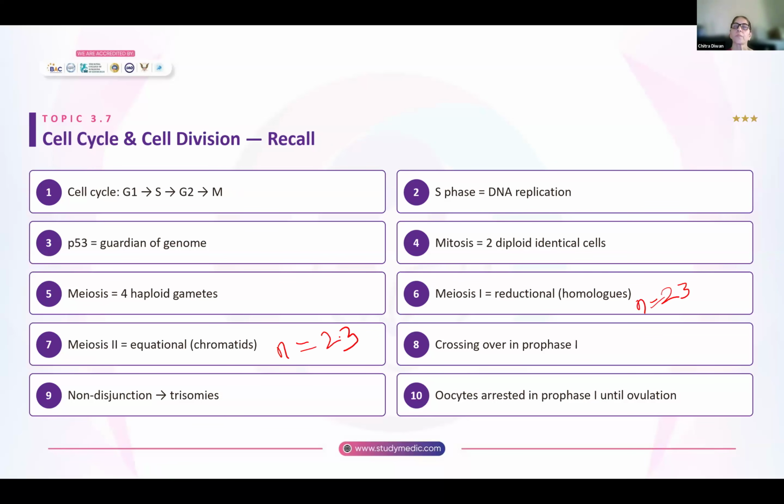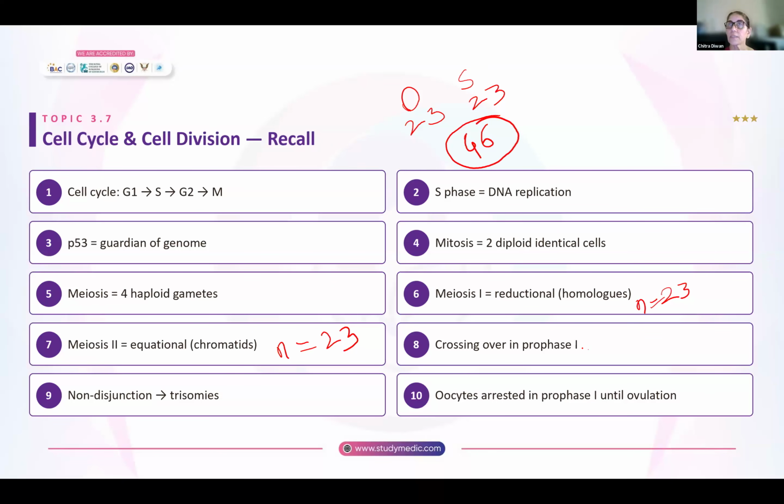Why are they haploid? Because the ovum is 23 and the sperm is 23. So once fertilization occurs, the diploid state is restored. That is why gametes are haploid and not diploid. Crossing over happens in prophase 1 during meiosis.